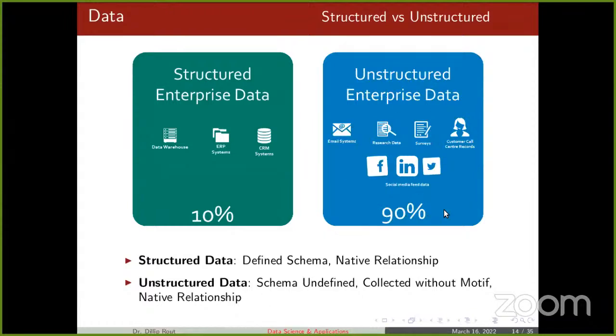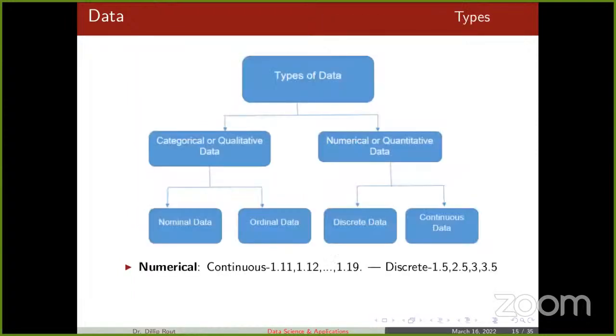But unfortunately, unstructured data is 90% of the data in the world. Structured data is only 10% because these are processed or semi-processed data. So we have to deal with that. That is why big data is coming.